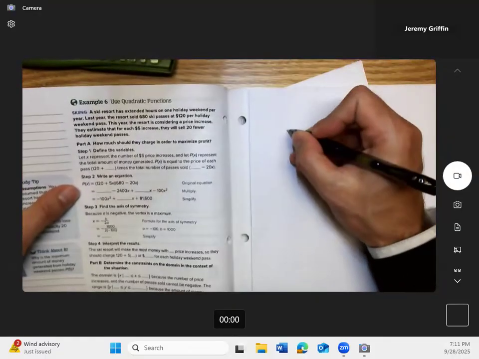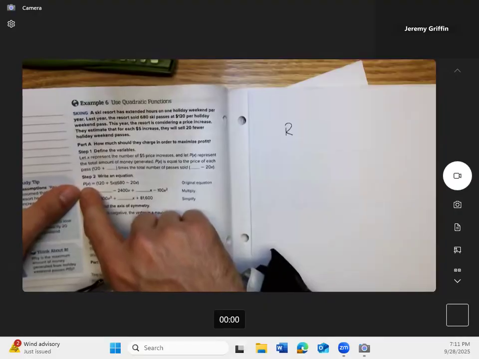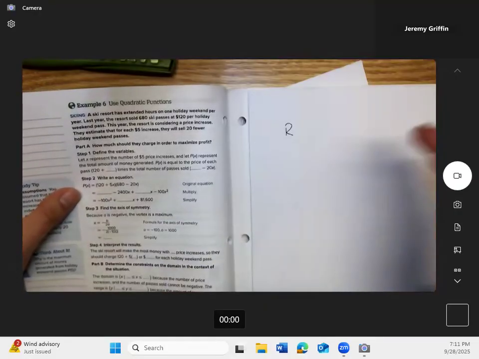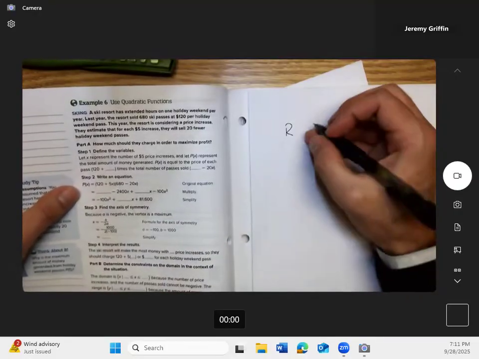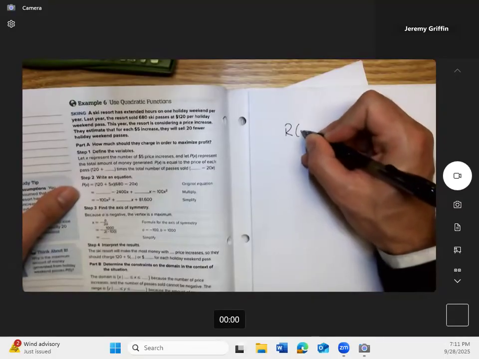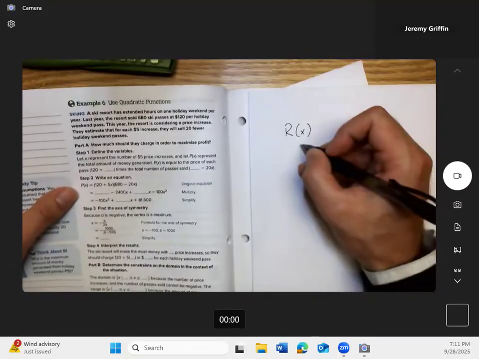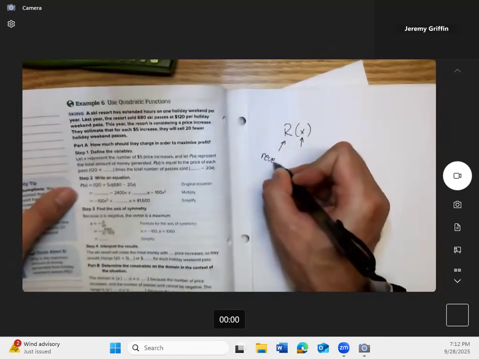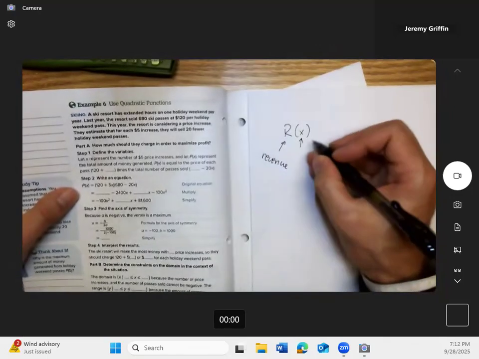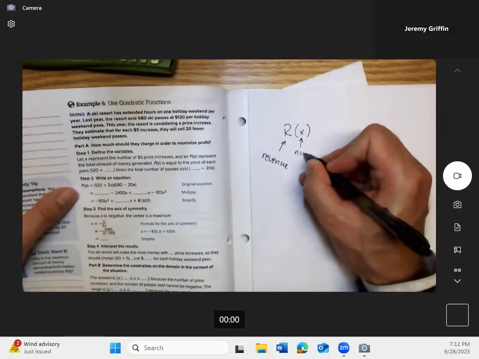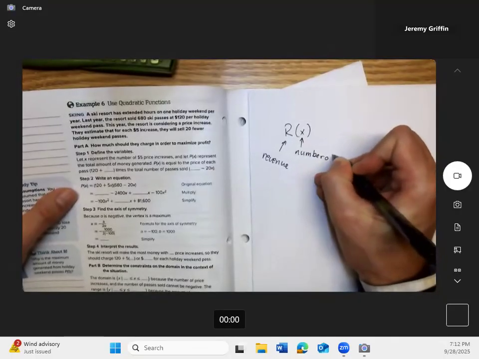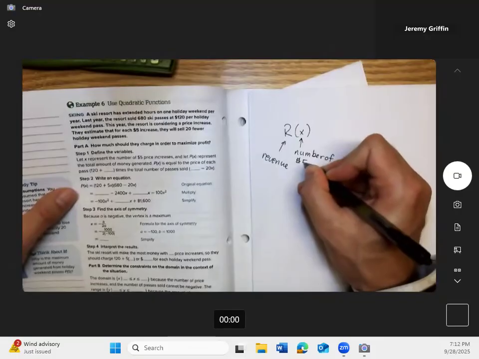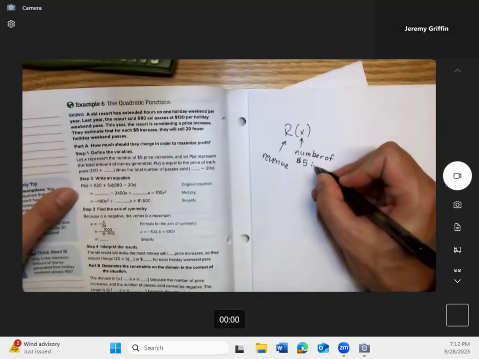Again, I'll call this R for revenue because they're trying to use P for profit, but later on in this book they use P for price. So I'm just talking about revenue. So revenue is a function of x, where, let me label it so it's really clear what I'm talking about, x in this case represents the number of $5 increments.